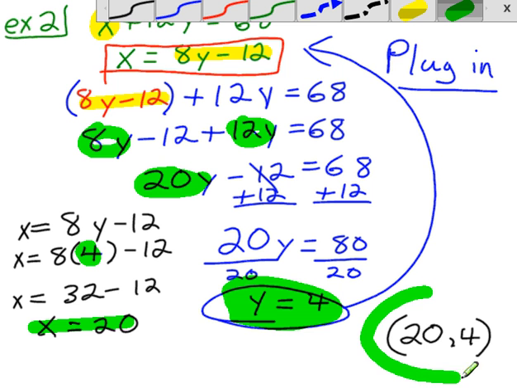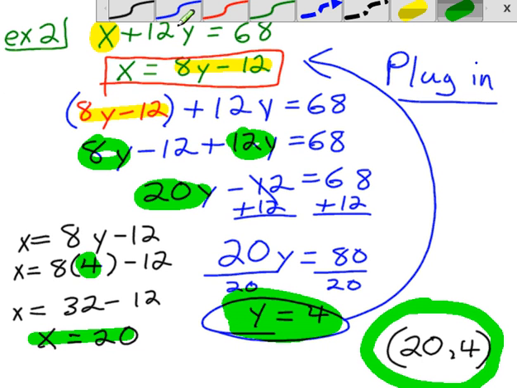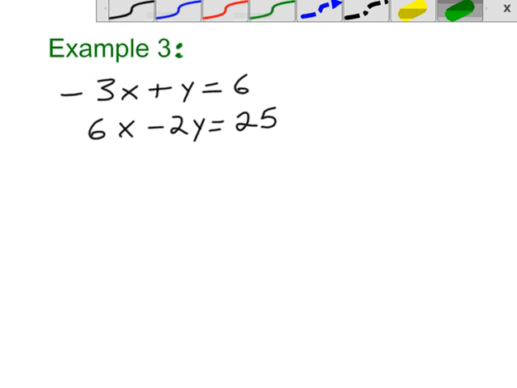And as always, we write our answers in the form of a coordinate. And what this means is, guys, these two lines right here cross at 20, 4. All right, good deal. I got one more example to do with you, and then I'm through.